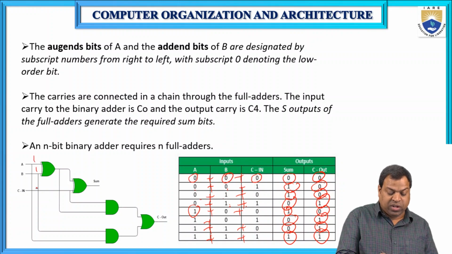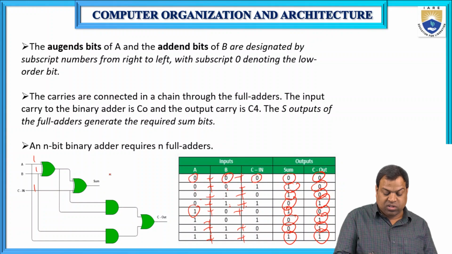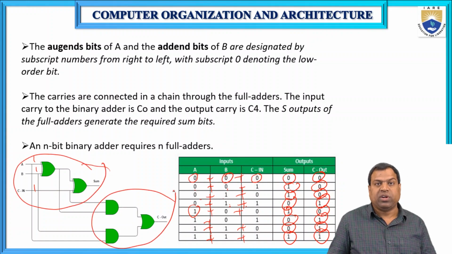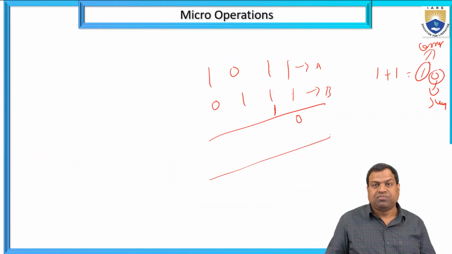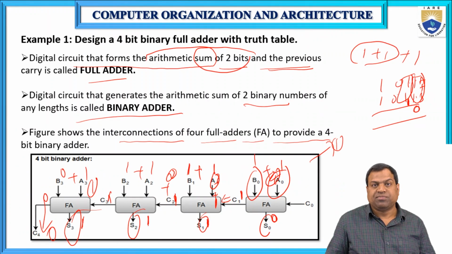The A value, B value and carry value are added together. It is a sum value and it is a C out value. So it is a truth table about the 4-bit full adder.